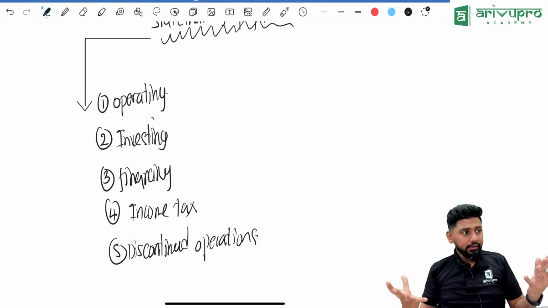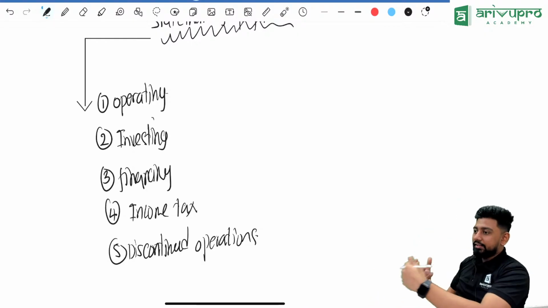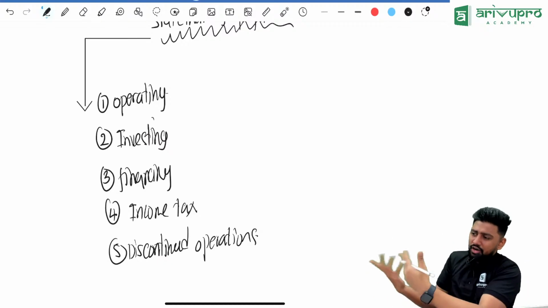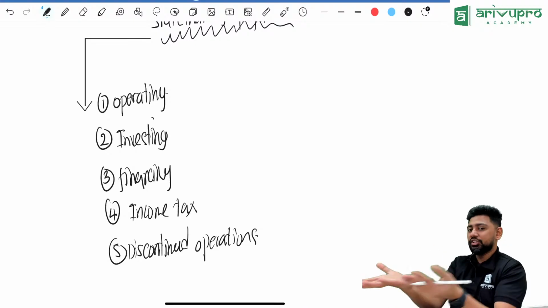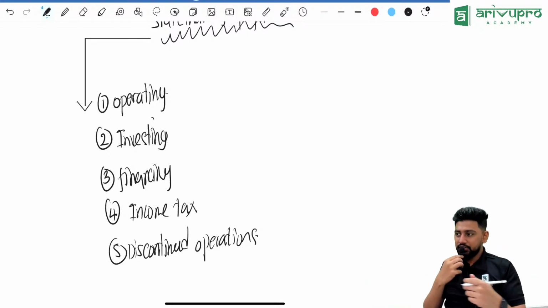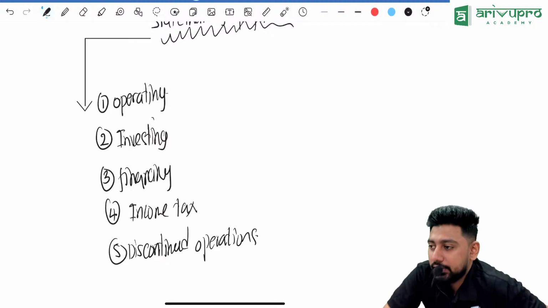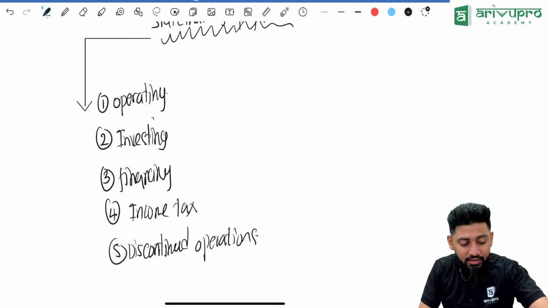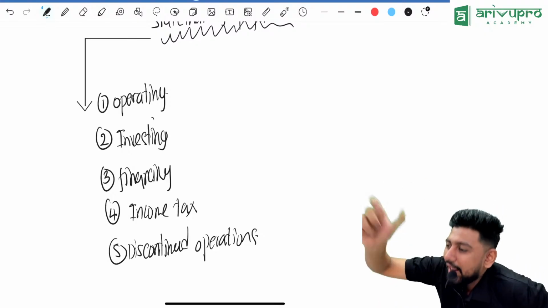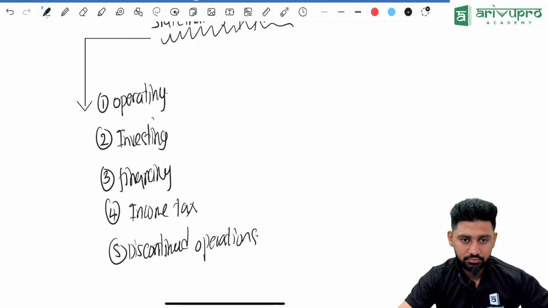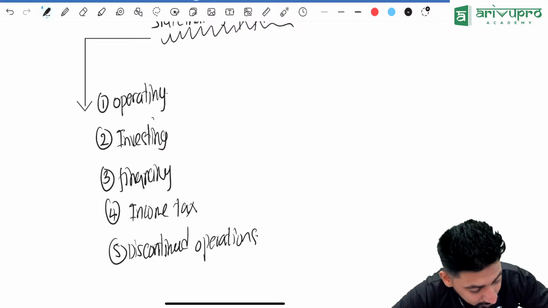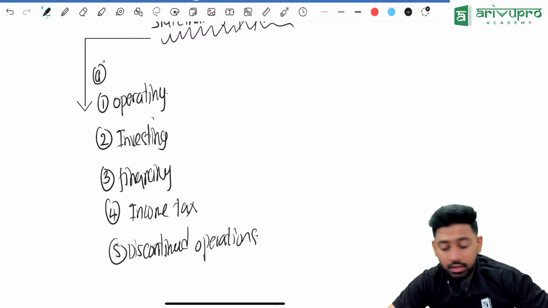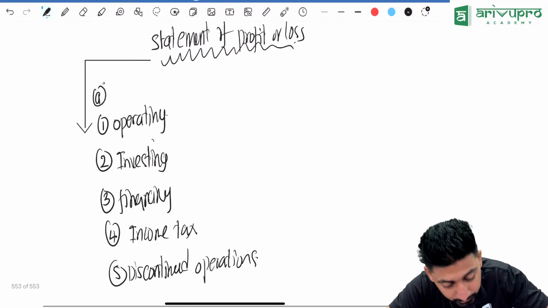So under the operating category, you will take everything that is a part of your operations. Investing, whatever you are investing. Financing, how you are financing. Income tax is your taxes. And discontinued operations, if there are any, you will take them under that. So it's separate. Primarily, they are bringing in 5 categories to reclassify what you are presenting. Are we clear? That is the first change, A.